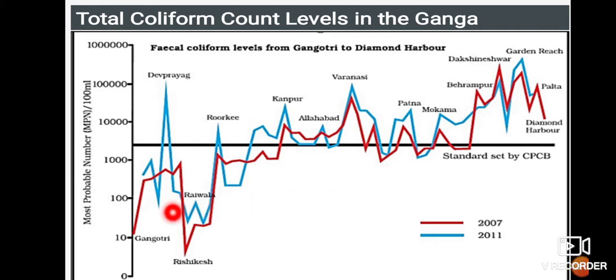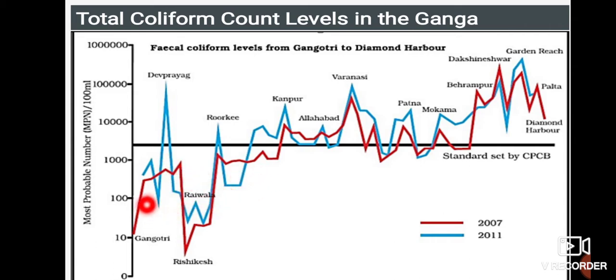Students, you can see here the graph which shows data taken in 2017 and even 2011, showing the amount of coliform bacteria present in the river Ganga. The red color graph indicates the data taken from 2007, and the data from 2011 is indicated in blue. You can see the amount of coliform bacteria, which is mainly found in the intestine of a human being.